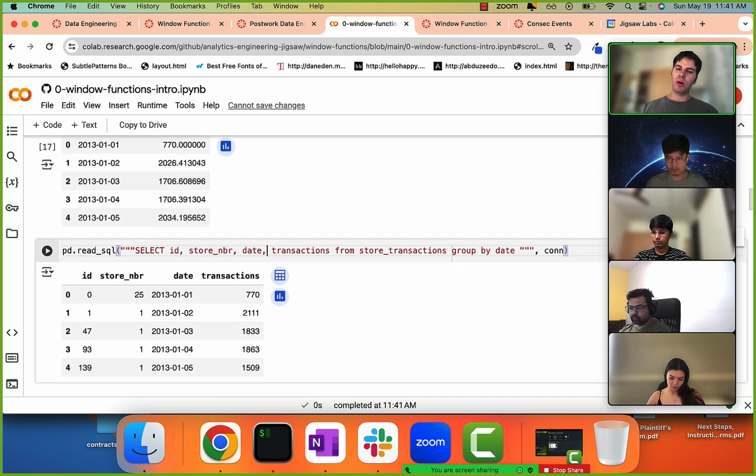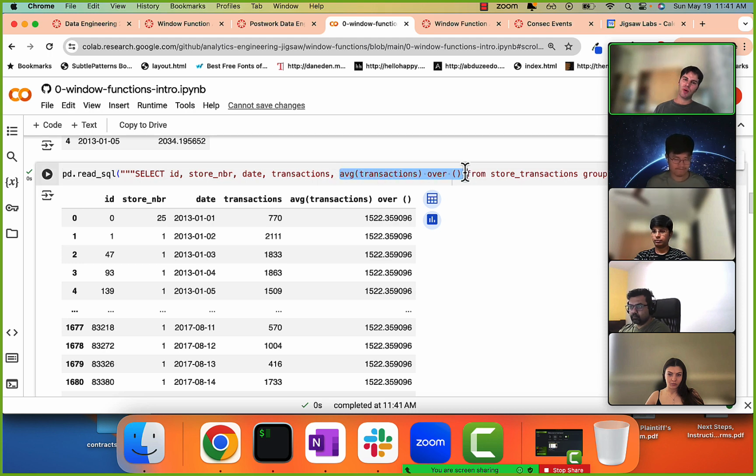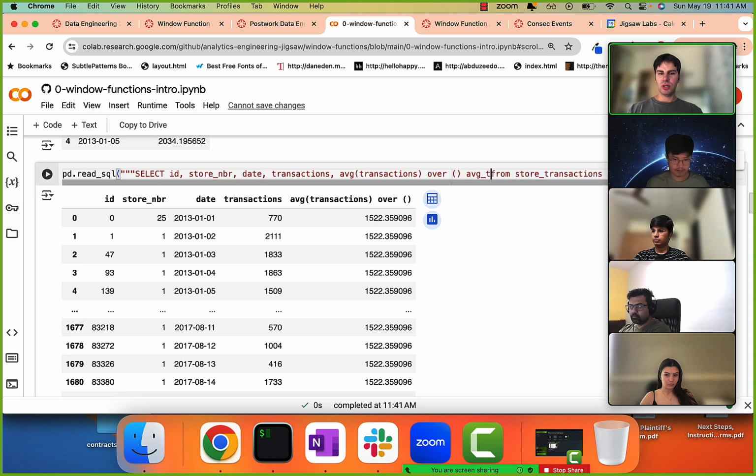And now we'll do a window function. We'll add a new column for average transactions, and then I'm just going to put OVER with parentheses here. That's how I normally start, literally writing this out, and this is our window function. We're just going to call this as average transactions.